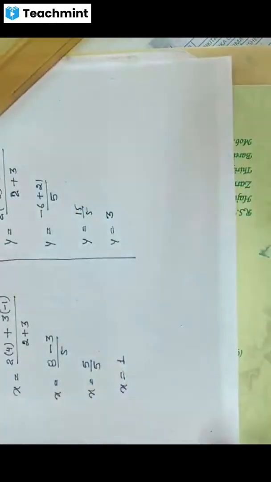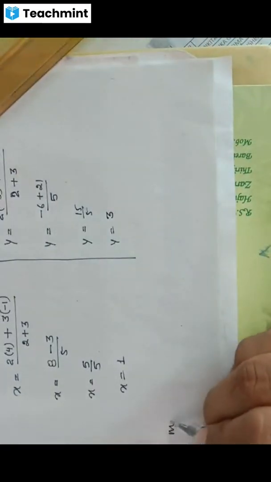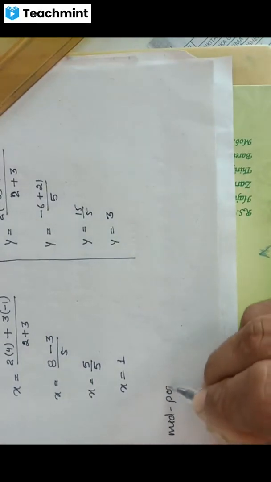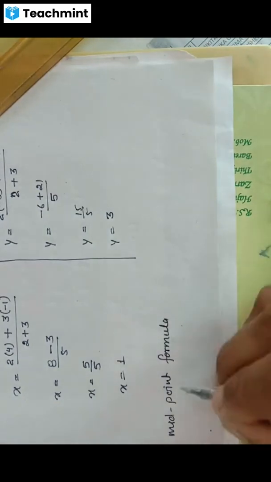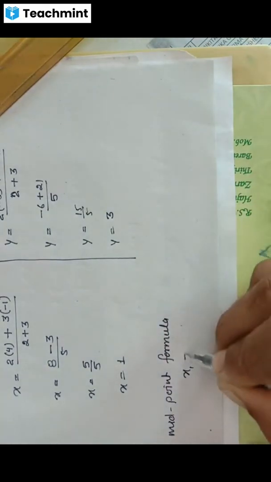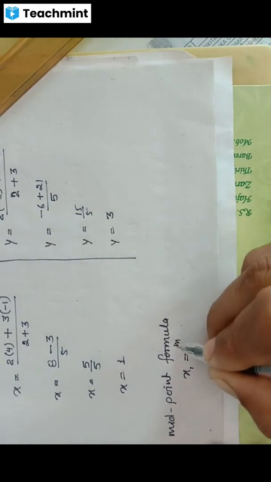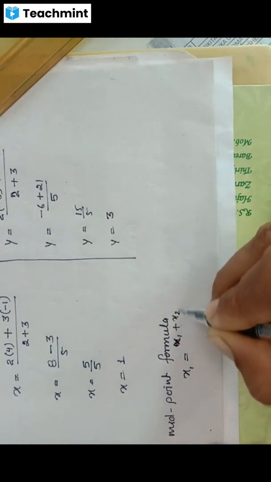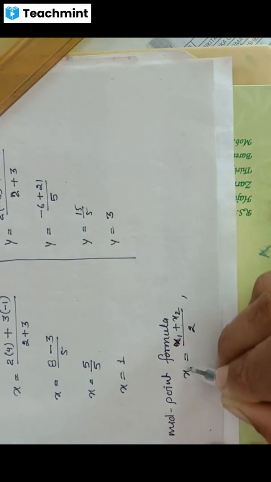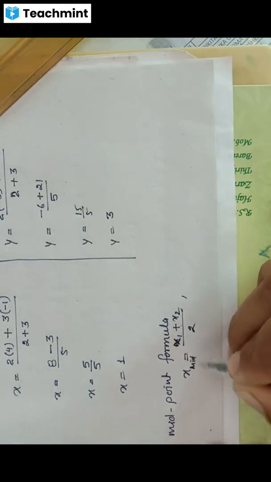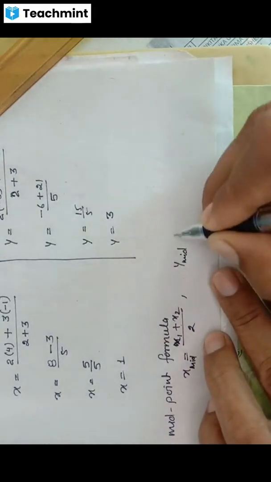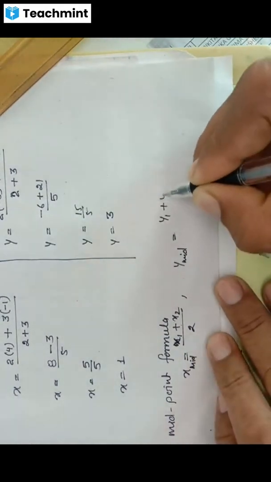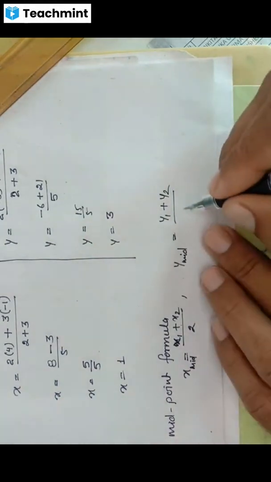One more formula we have, it is a small formula that is sometimes used. That formula is the midpoint formula. Midpoint formula: whatever mid value you want to find, x mid is x1 plus x2 upon 2. It is the midpoint. And y mid, the mid value of y, is y1 plus y2 upon 2.